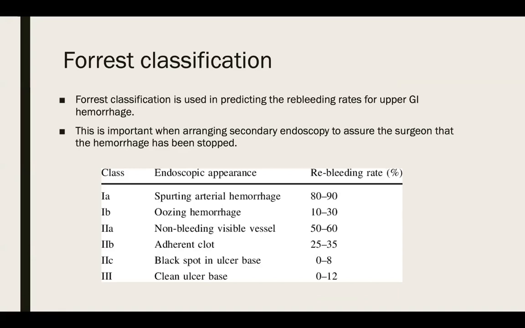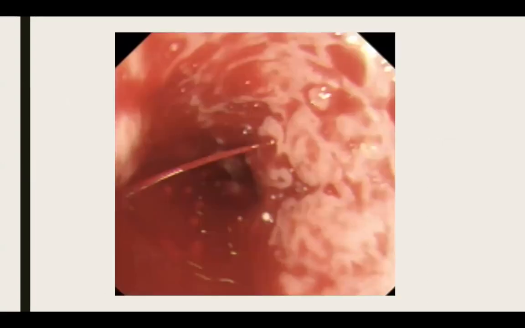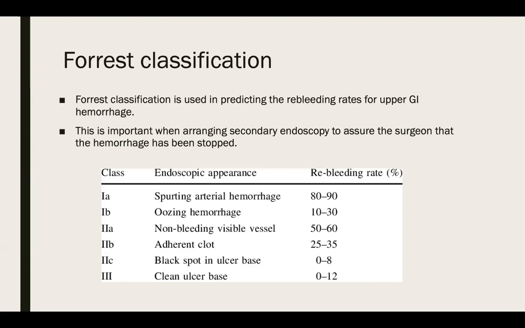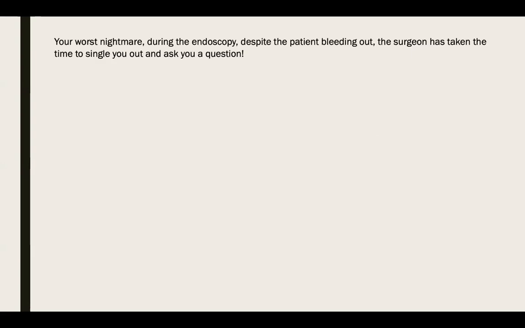It's important when you're arranging a second endoscopy, because if you had a bleed you want a second endoscopy afterwards to check that your initial hemorrhage is finished. So you've got the rebleeding rates down the side. And what classification would you use for this one? It looks like it's spurting quite a lot to me, so I would say 1A. So it's very likely to rebleed, and you'll probably want another endoscopy within the next day to check that it's healed over.